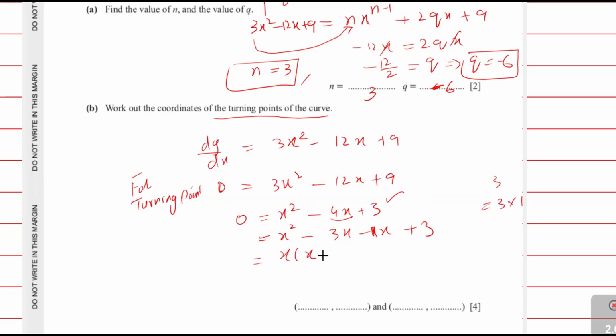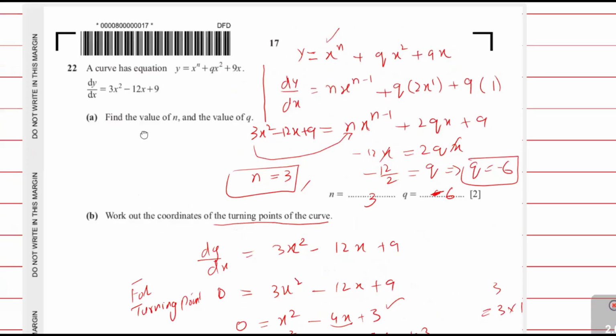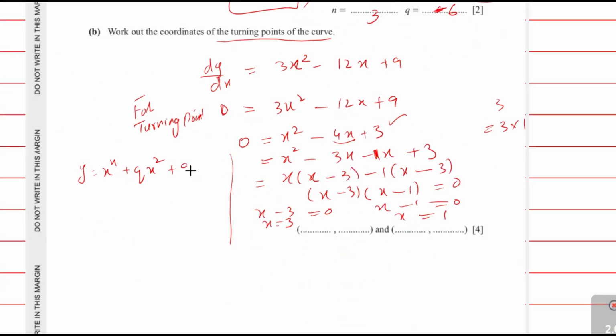We take the common factor here. From the first two terms it becomes x into x minus 3, and next, minus 1 is common, it becomes minus 1 into x minus 3. X minus 3 is taken as a common factor again, we get x minus 3 into x minus 1. This will be equal to 0, and therefore x minus 3 equals 0 and x minus 1 equals 0. We get x equals 3 and x equals 1. And to get the y coordinate value, look here, the equation here is y equals x power n plus qx square plus 9x.